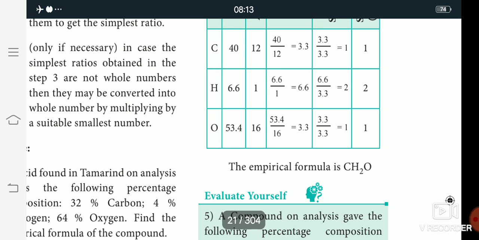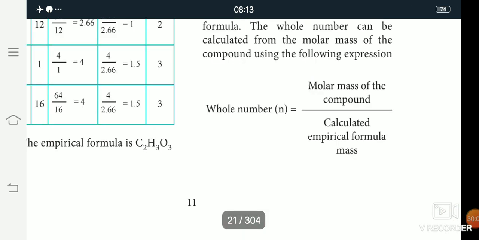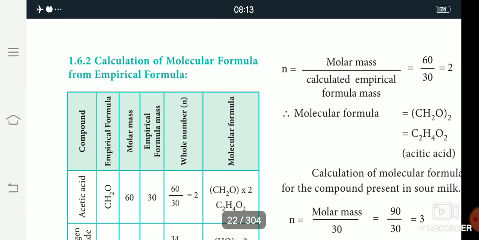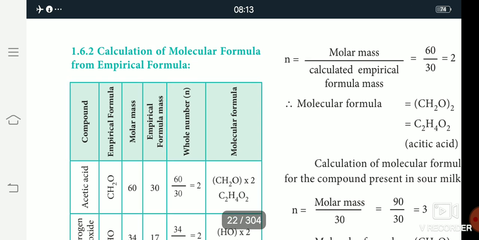The whole number n is equal to the molar mass of the compound divided by the calculated empirical formula mass. Substitute the values in the formula on the table column. So this is the calculation of molecular formula from empirical formula.